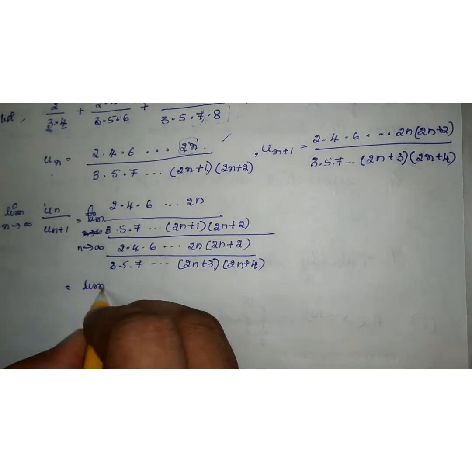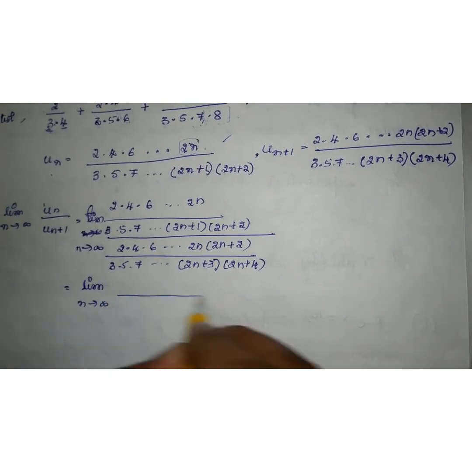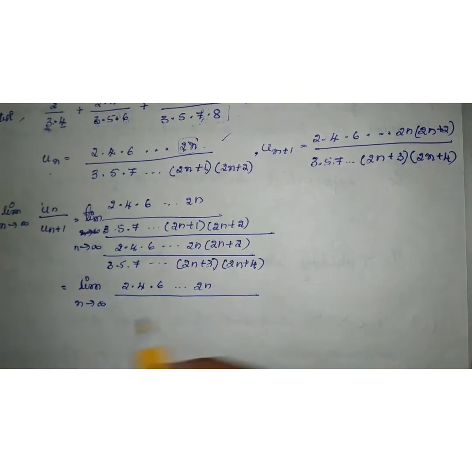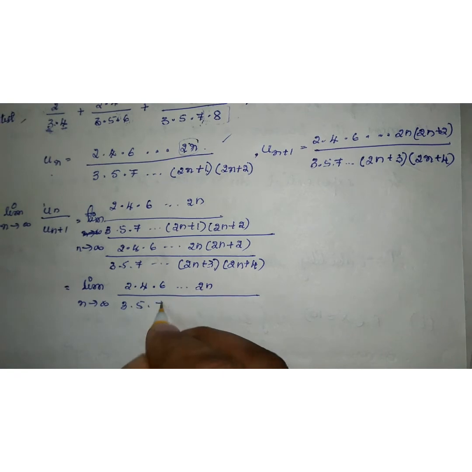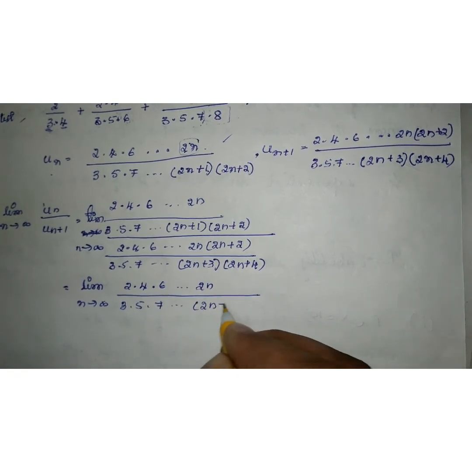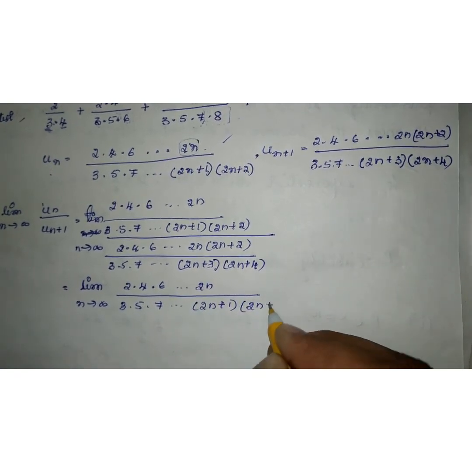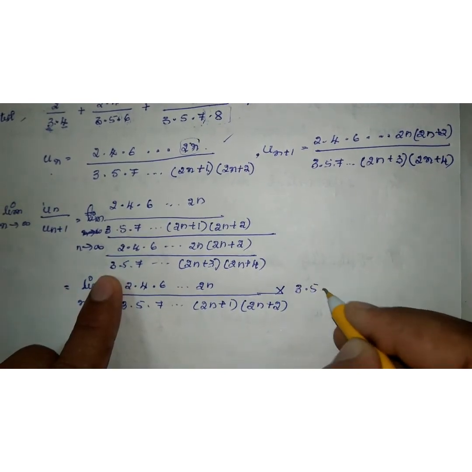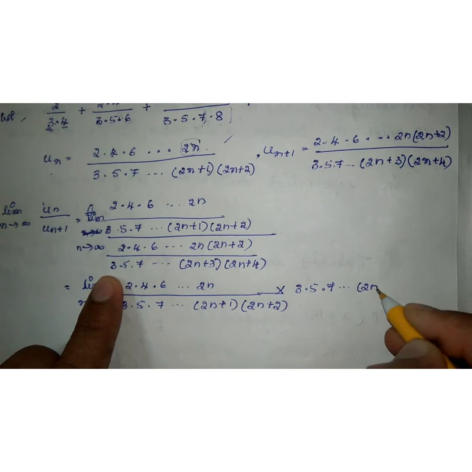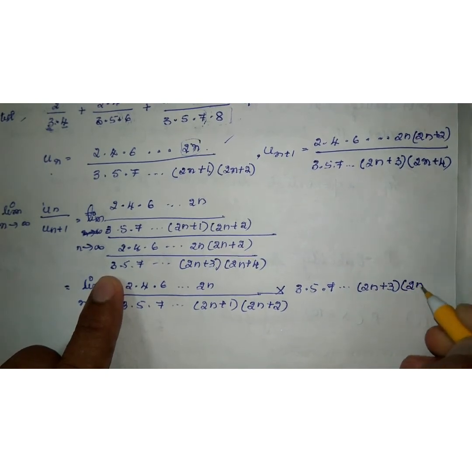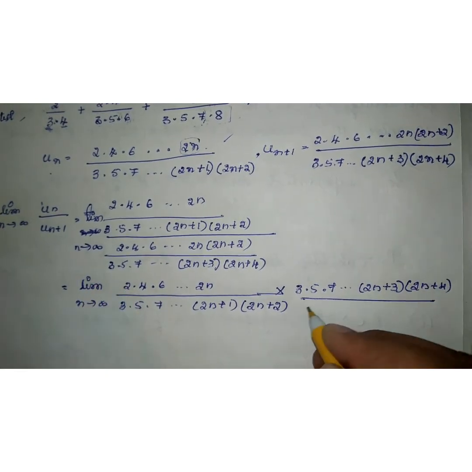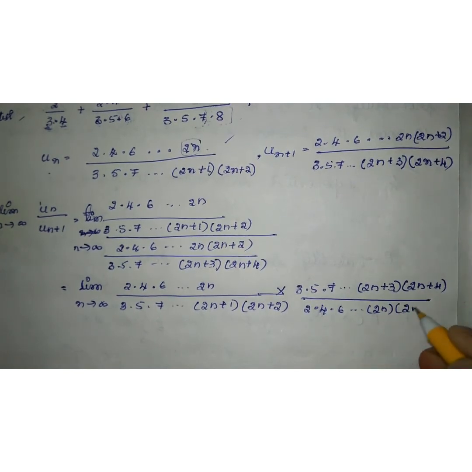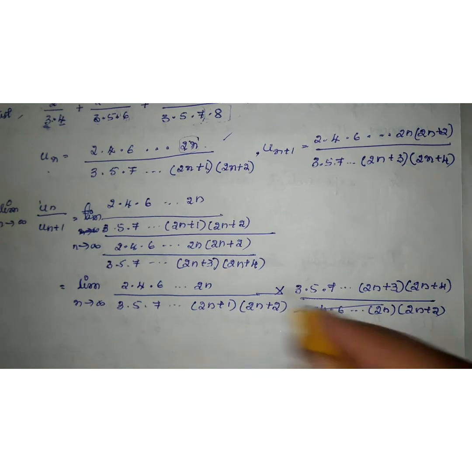I'll be taking the reciprocal of the term. So it is 2, 4, 6 etc. 2n, 3, 5, 7 etc. 2n plus 1 into 2n plus 2, into the reciprocal, here 3, 5, 7 etc. 2n plus 3, 2n plus 4 divided by 2, 4, 6 etc. 2n into 2n plus 2. So here the terms get cancelled.